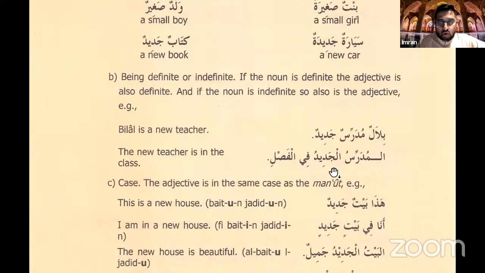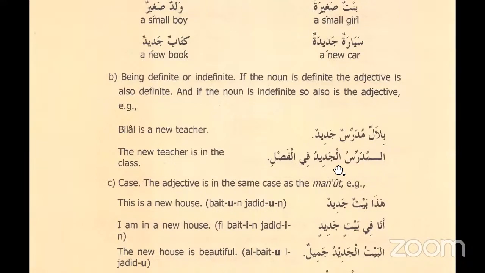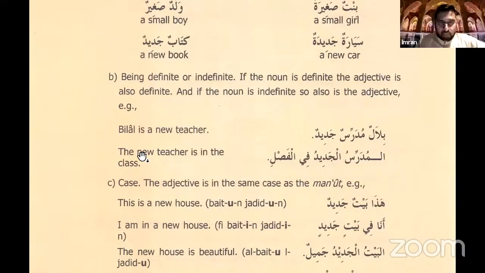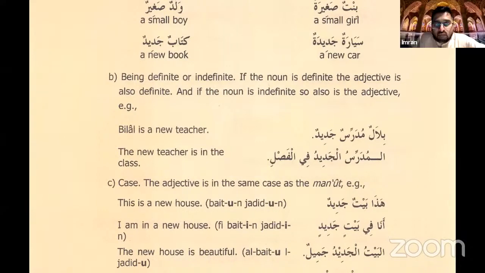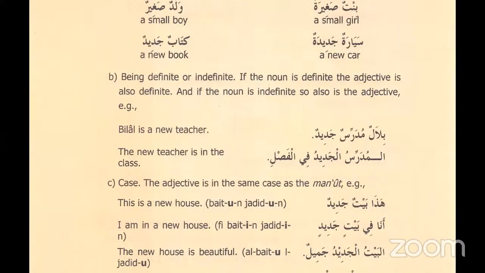Now, al-mudarrisu al-jadidu. If you look at the translation, it says the new teacher. And the word new is the adjective. What's happening? Now, the word al-mudarrisu, as you know, whenever a noun has alif lam, it always comes as the mubtada. So remember when I spoke about mubtada? Now, the word al-jadidu, does it have alif lam? Yes, it does have alif lam.